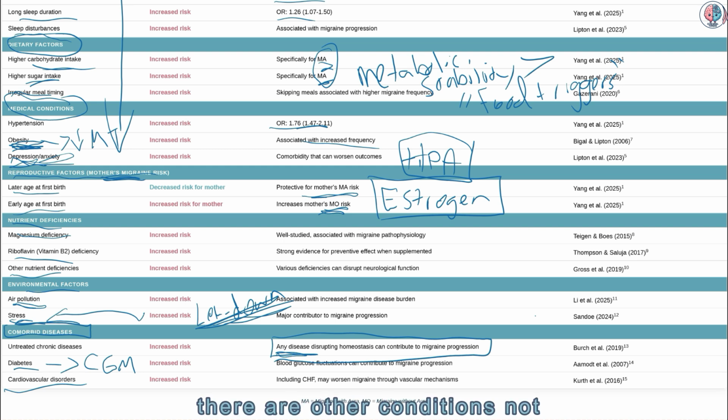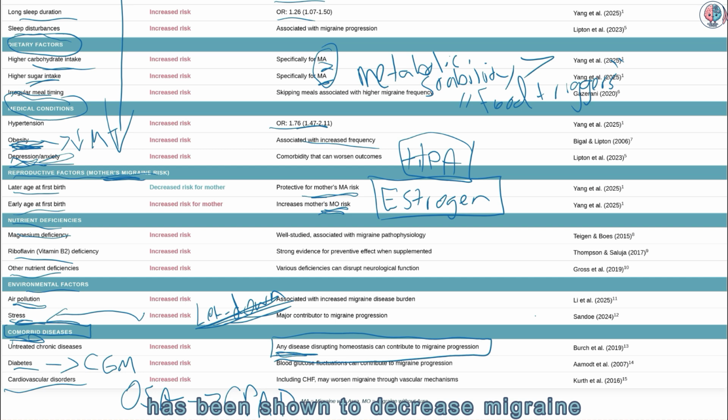And of course, there are other conditions not listed here because we can go on all day. They all fall under untreated chronic diseases. So respiratory conditions like COPD can contribute to migraine through hypoxic mechanisms. Even obstructive sleep apnea, when treated with CPAP, has been shown to decrease migraine progression. And it's great because treating these conditions, other than improving migraine, may also decrease mortality and morbidity.